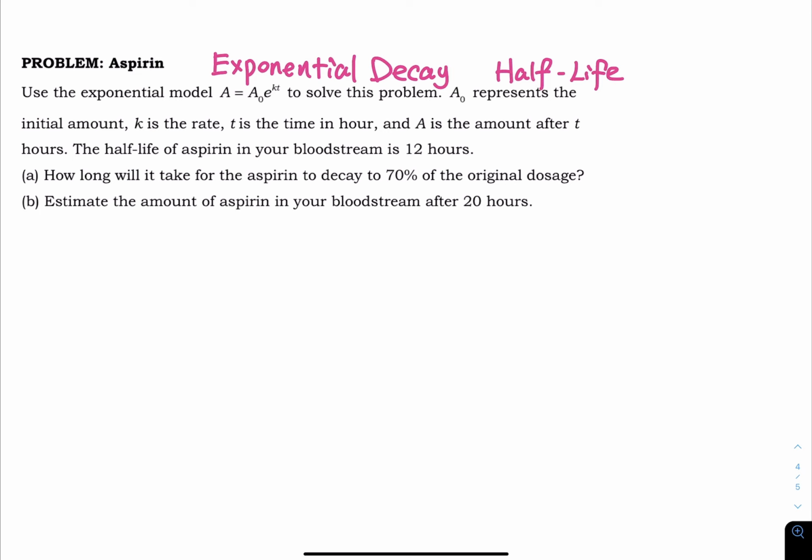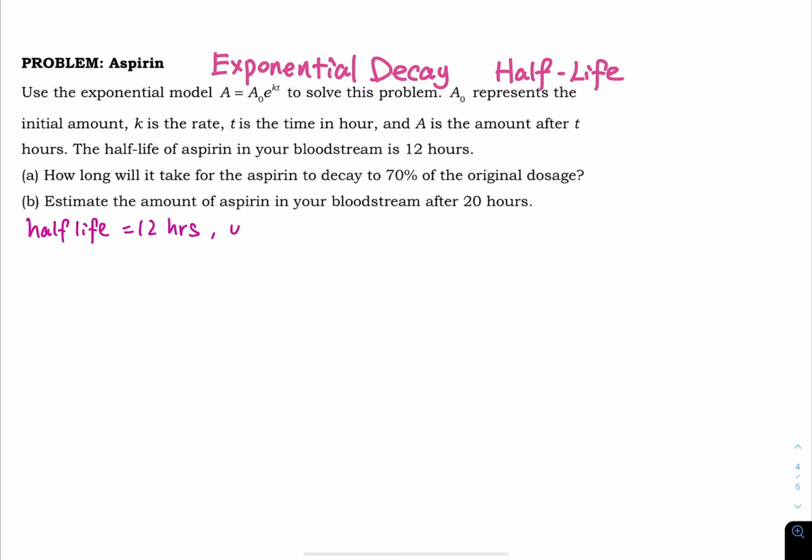What is the question asking? The first question is asking how long will it take for the aspirin to decay to 70% of the original dosage. 12 hours later, you have 50% left, but since they are asking for 70%, that should be less than 12 hours. So let's do some given. The half-life is equal to 12 hours.